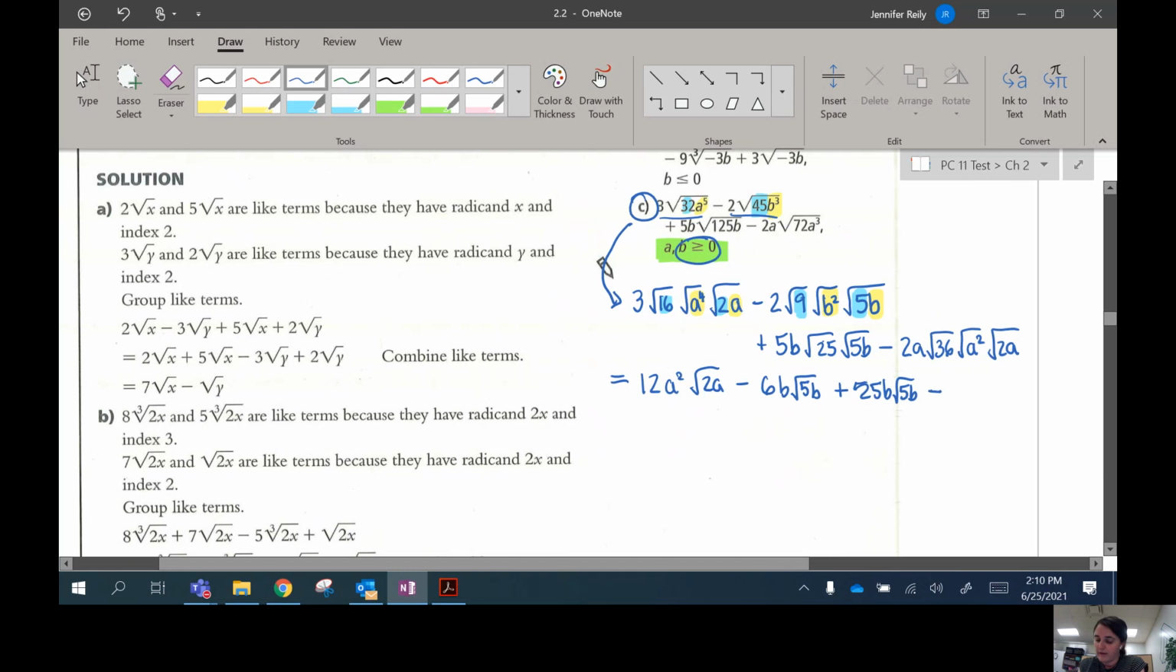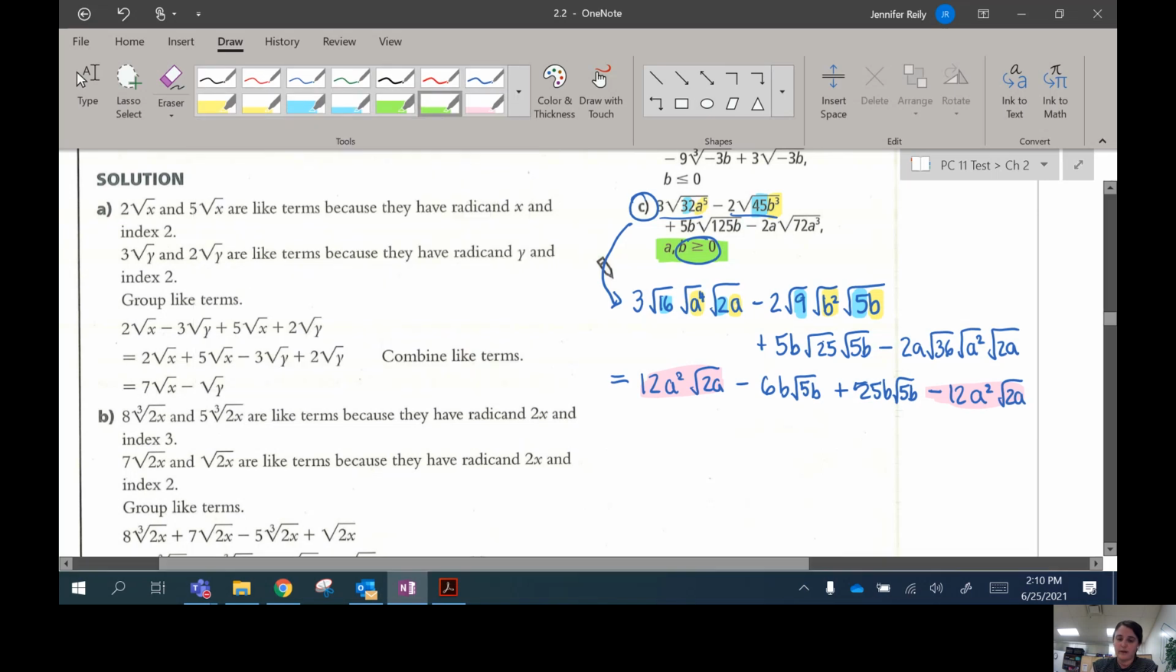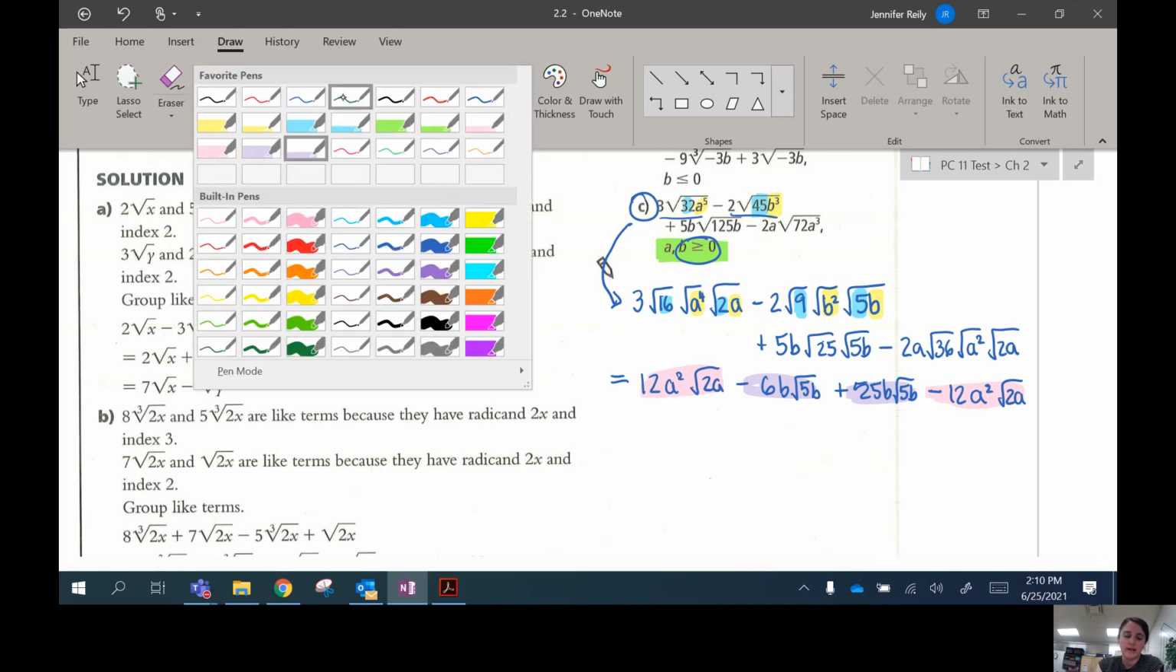And then I will have, for the very last one, 2 times the square root of 36, that's going to be 12. Square root of a squared, so that's going to be a, and then square root of 2a. Okay, now here for this one, we'll notice that 2 are like radicals, these 2. And then another 2 are like radicals also. I'll use purple, this one and this one. So we can combine the purple ones together because they have the same radicand, and we can combine the pink ones together because they have the same radicand.